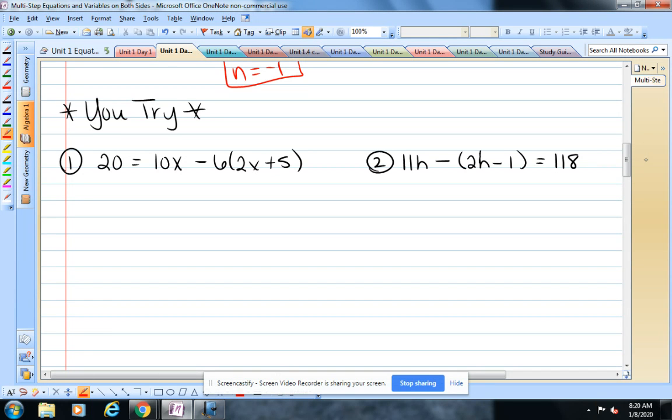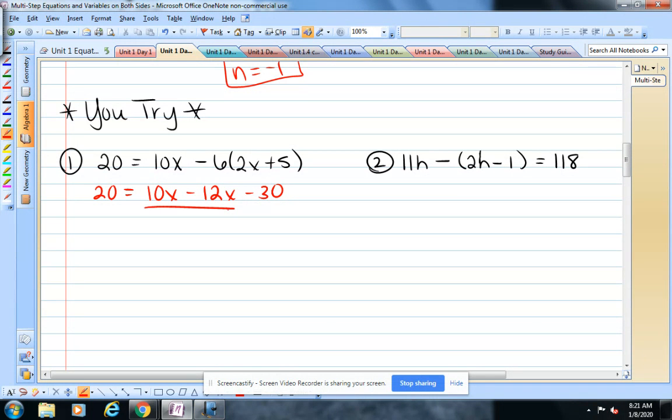Okay, so number one. What did you have to do first on number one? Distribute the -6. I'm going to copy the 20 equals, and then I'm going to copy the 10x because that 10x has nothing to do with that distributing, right? And then what's -6 times 2x? -12x. And what's -6 times 5? -30.